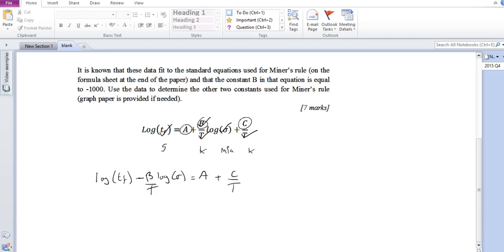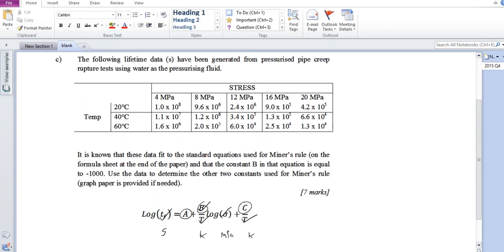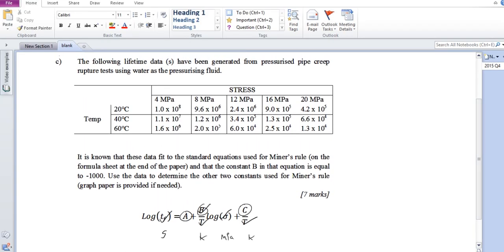I'll go through both ways so that you've got the gist of both, but that will take a little bit longer. If we do it for each of the conditions, we've got 15 different conditions here, so 5 stresses and 3 temperatures. We could do that for 15 different points and plot them all on one big graph. However, there's no need to do that because B is the bit that determines the stress variation, and we know that, so we don't need to plot at different stresses. We only need the different temperatures because in A plus C over T, only temperature is varying.